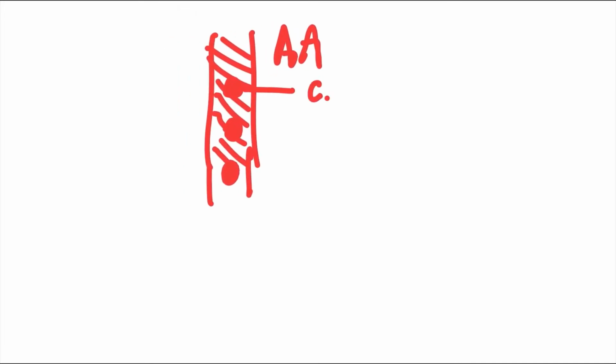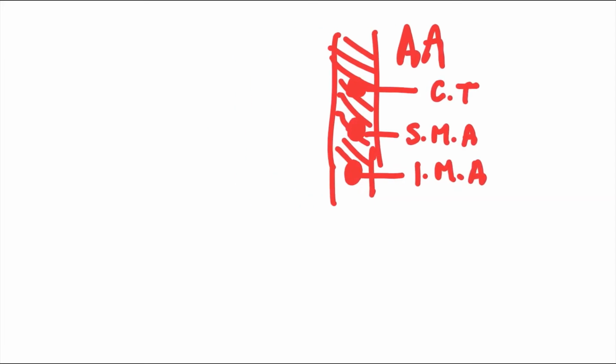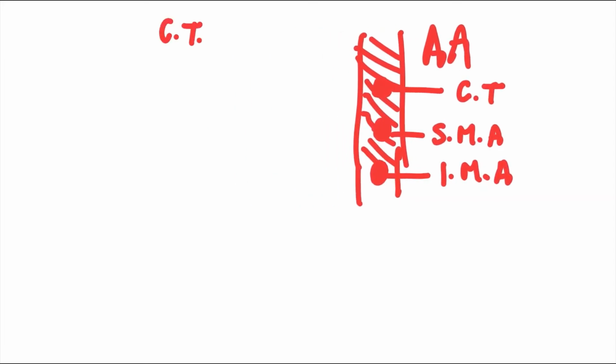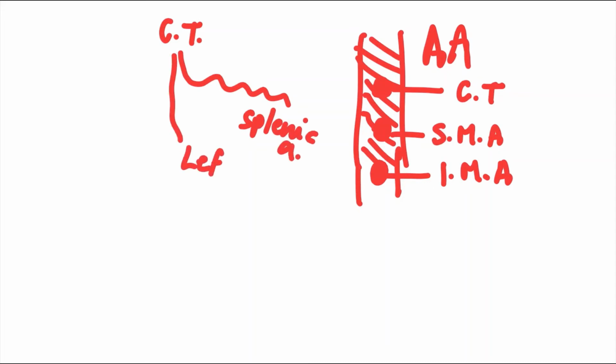Now let's look at the vasculature of the pancreas. So here I'm drawing the abdominal aorta, and the abdominal aorta gives off three branches called the celiac trunk, the superior mesenteric artery, and the inferior mesenteric artery. So let's look at the celiac trunk. The celiac trunk gives off three branches: the splenic artery, the left gastric artery, and the common hepatic artery.